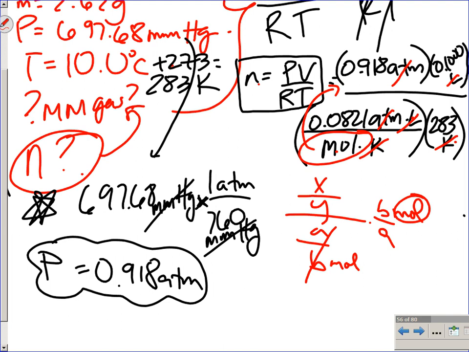We're gonna calculate the number that moles correlates with. We're gonna put the unit of mole on the number we get here. So 0.918 times 0.1, in parentheses, divided by parentheses 0.0821 times 283.